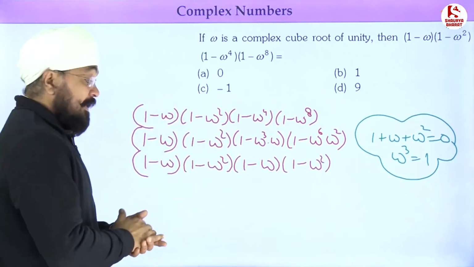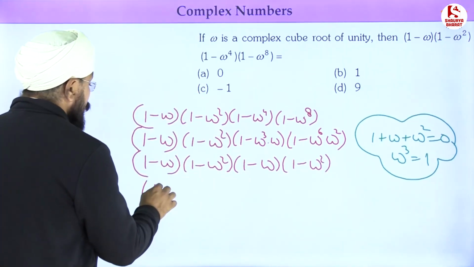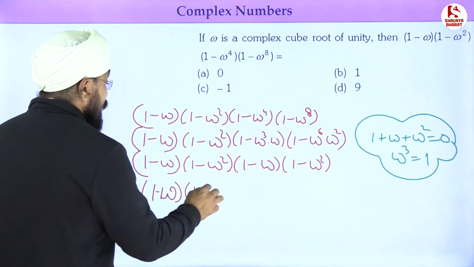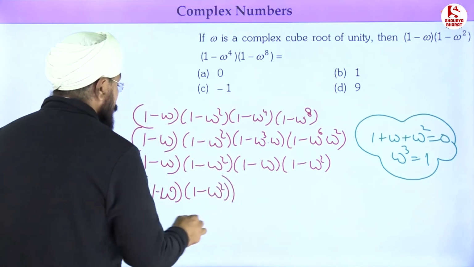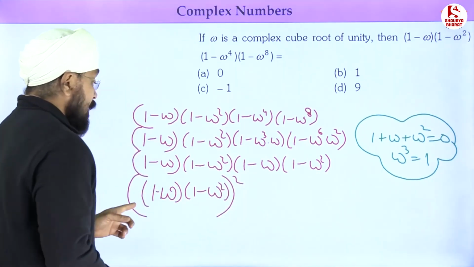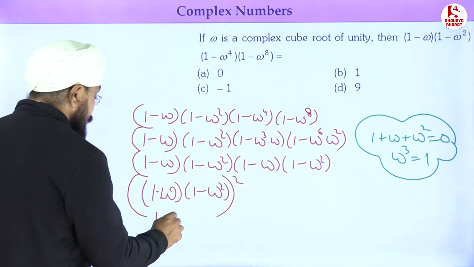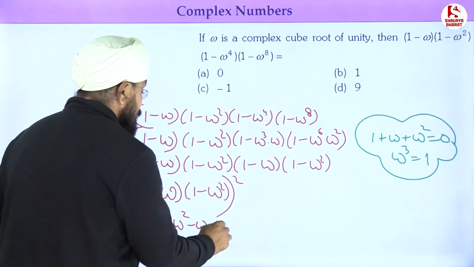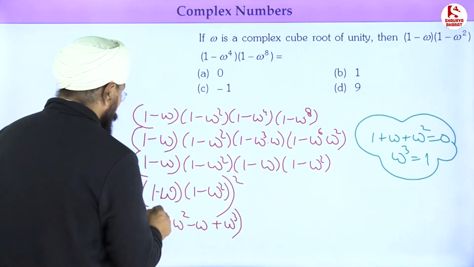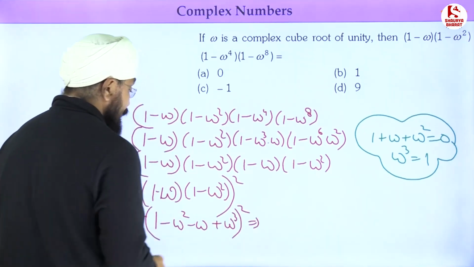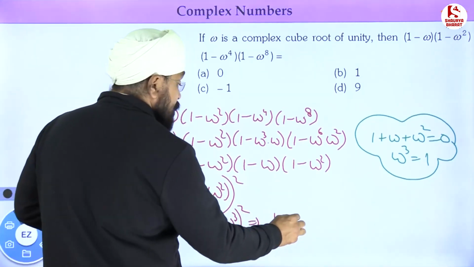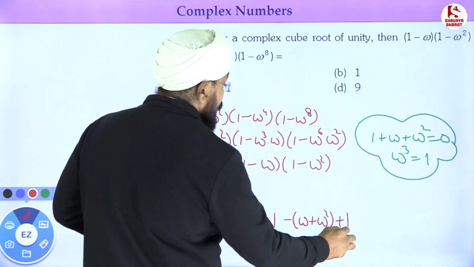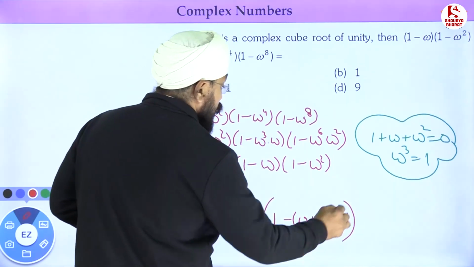Now these are again in the repeated form, so I'll write (1 minus omega) and (1 minus omega square). I'll take it as a whole square. Now if you multiply this, it will be (1 minus omega square minus omega plus omega cube) whole to the power 2. Again, you can see that 1 minus is common, omega plus omega square, and of course this omega cube is 1, whole square.